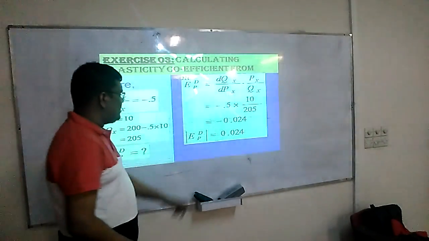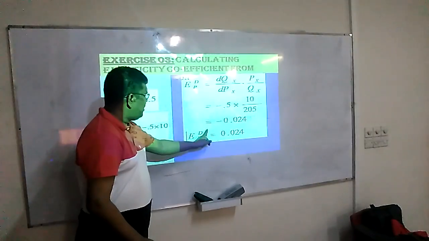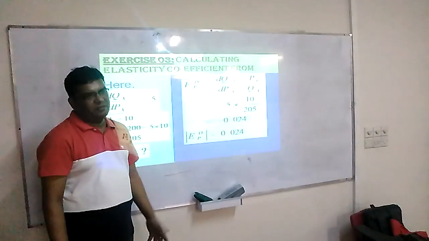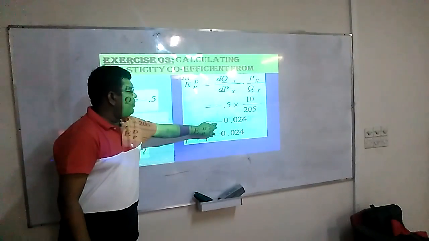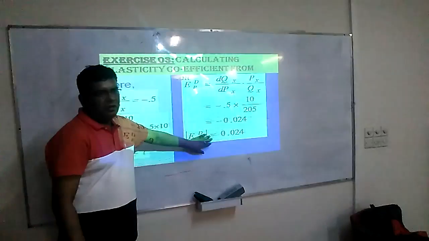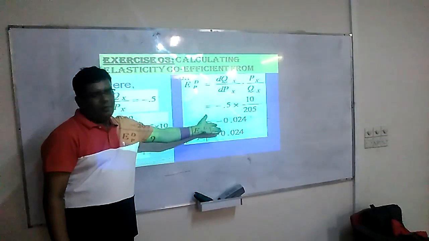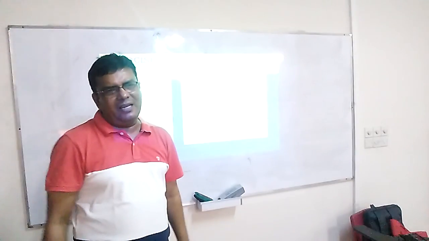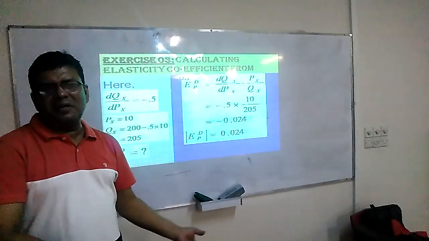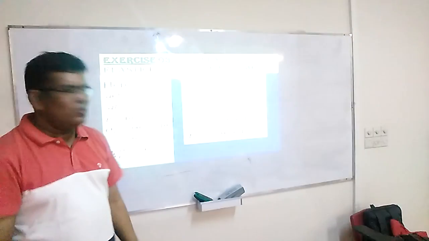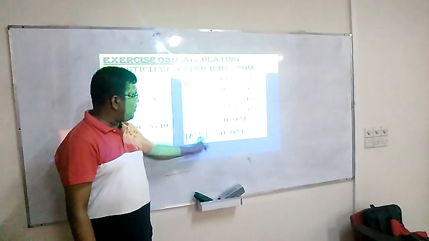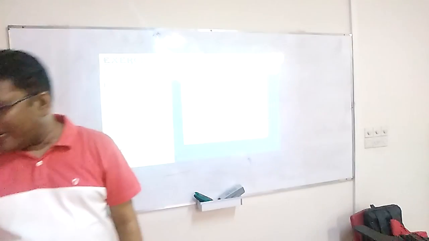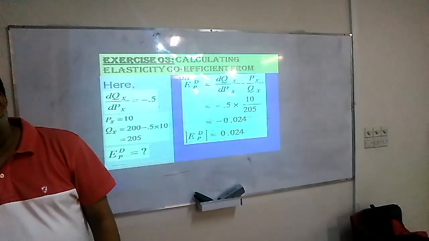So it is positive, and we showed positive because we put the bar. Bar means we avoided the sign. You can put it in this form or in this form, it doesn't matter. Sign doesn't matter with elasticity, whether it is elastic or inelastic. Sometimes people put this bar to ignore the sign, so they make it an absolute value.